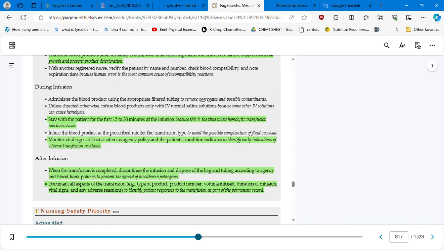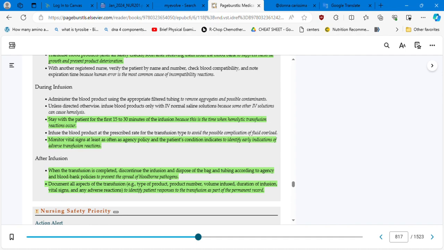After the infusion, when the transfusion is completed, discontinue the infusion and dispose of the bag and tubing according to the agency and blood bank policies to prevent the spread of blood-borne pathogens. So you don't get rid of the bag of the RBCs, let's say, in a regular garbage trash. No, there are specific containers to dispose of these bags and tubings.